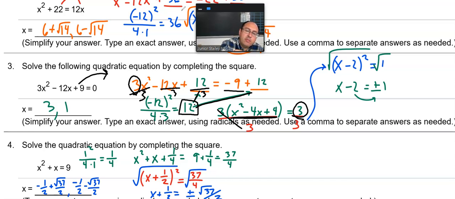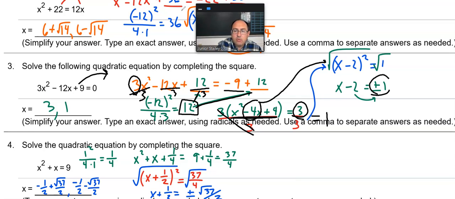Then I can divide both sides by 3 to get rid of that. And obviously that turns that into a 1. This can then be factored into x minus 2 quantity squared, right? Because it's half of the middle term. And then you take the square root to get rid of the square. Same old song and dance.